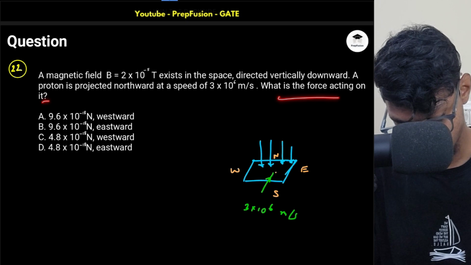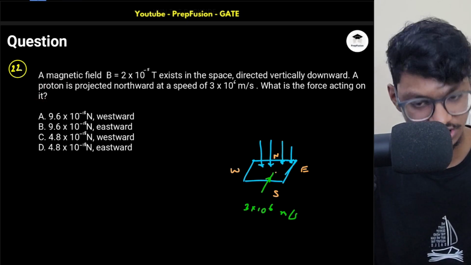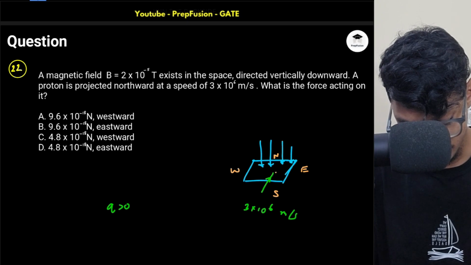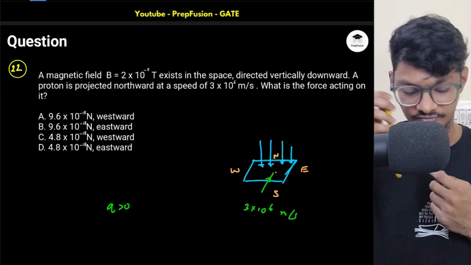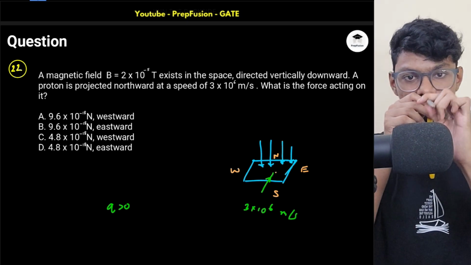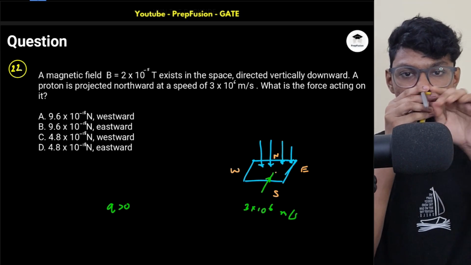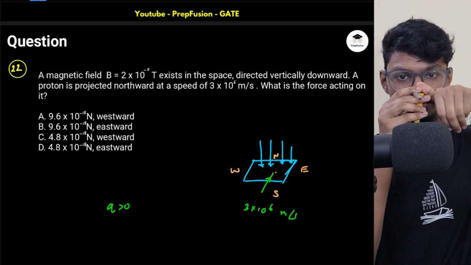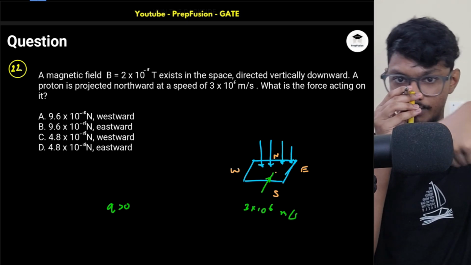What is the force acting on the proton? What do you know about a proton? Proton has a positive charge, right? So Q is greater than 0. It is positively charged. So I will just place my fingers again. The magnetic field is acting downwards and the velocity is going towards you, out of the screen. So again I will do V cross B. I will curl my fingers downwards, and I am observing a force in the leftward direction.